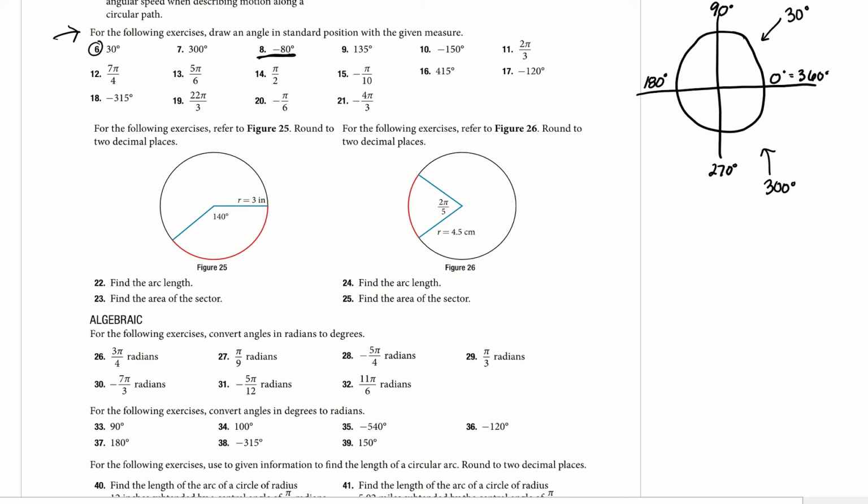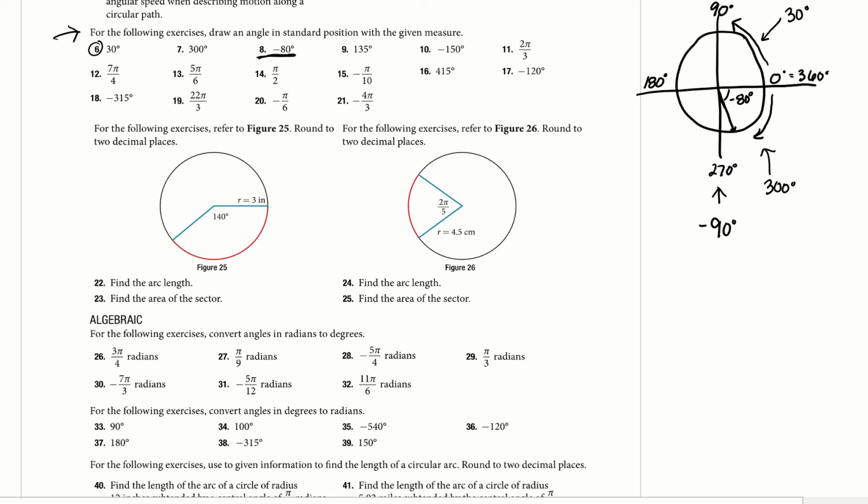So positive angles go counterclockwise. So they go this way. Negative angles go clockwise. So negative angles dip down. And negative 80, so this now is negative 90 degrees. So that means that negative 80 would probably be somewhere in here. Negative 80 degrees.